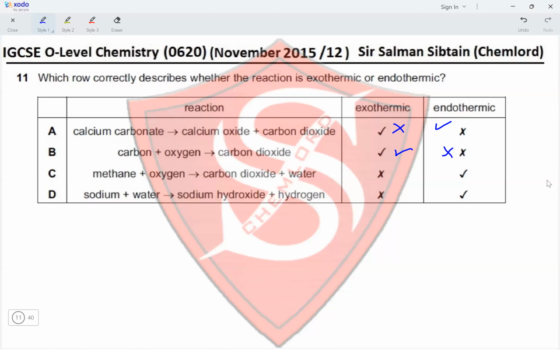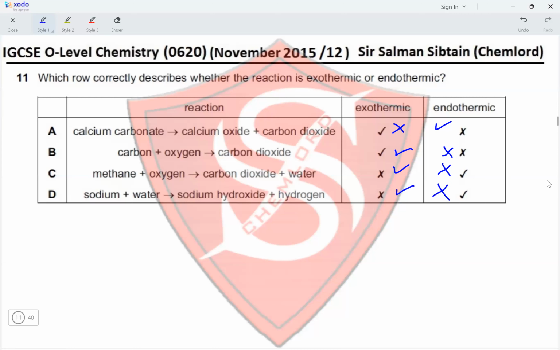Methane plus oxygen gives carbon dioxide plus water. This is also a combustion reaction, so it has to be exothermic and not endothermic. And the last one is sodium plus water. So this is the reaction of sodium with water to produce sodium hydroxide and hydrogen. This also gives off energy. Because energy is given off, it is supposed to be an exothermic reaction and not an endothermic reaction.